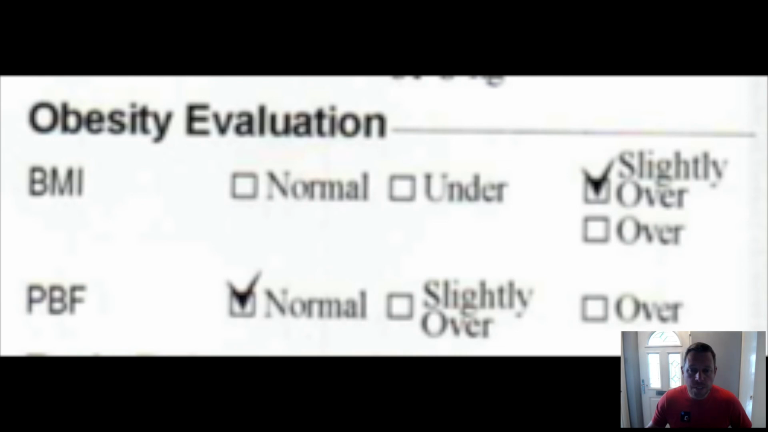So the obesity evaluation is just the same as our obesity analysis. We ignore the BMI completely, and the body fat percentage, PBF, is just related to whether you were in the World Health Organization's norms of normal, slightly over, or over. So that needs no further analysis.